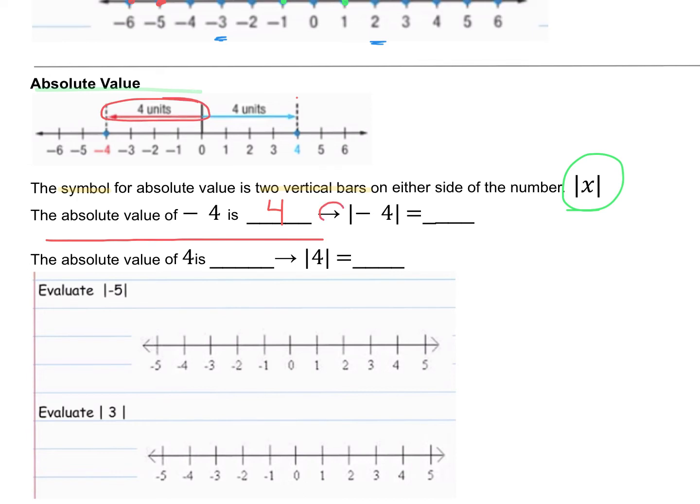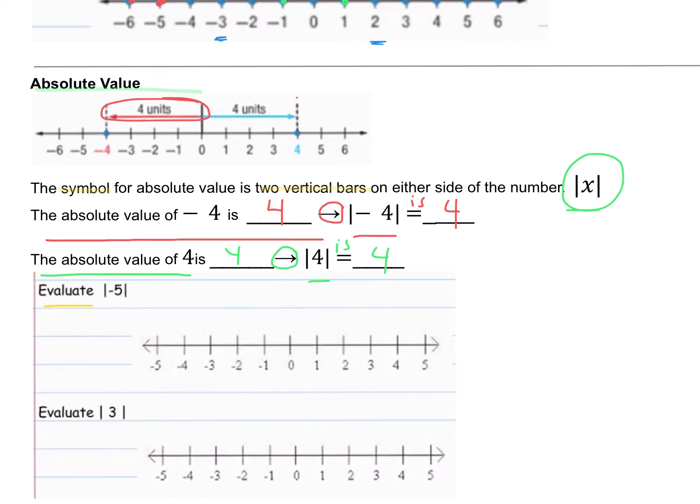The algebraic, or the numerical expression of that is read the same way. This reads, the absolute value of -4 is 4. So reading symbols in math. The absolute value of 4 is 4. Same thing, you read it with symbols as the absolute value of 4 is 4.